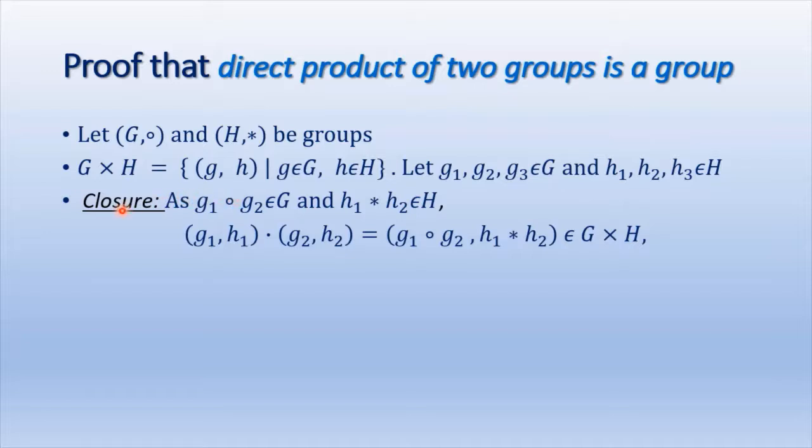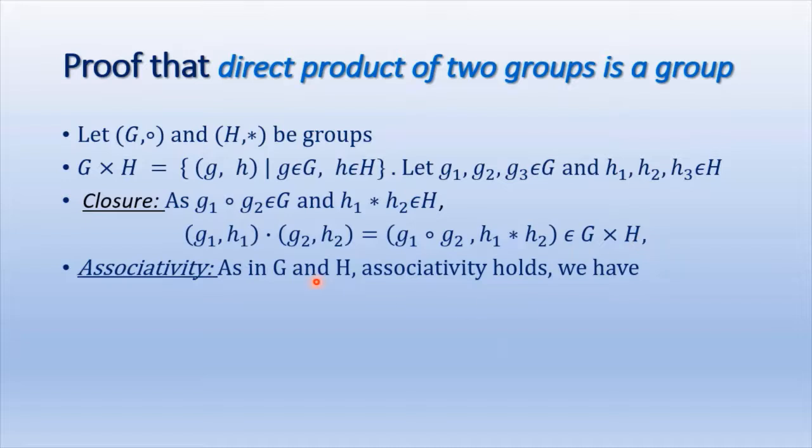To verify the closure condition, we see that (G1, H1) dot (G2, H2) is defined like this: (G1 dot G2, H1 star H2). We know that G is a group, so G1 dot G2 belongs to G. Similarly, H1 star H2 belongs to H. Therefore, this resulting element will be in G cross H.